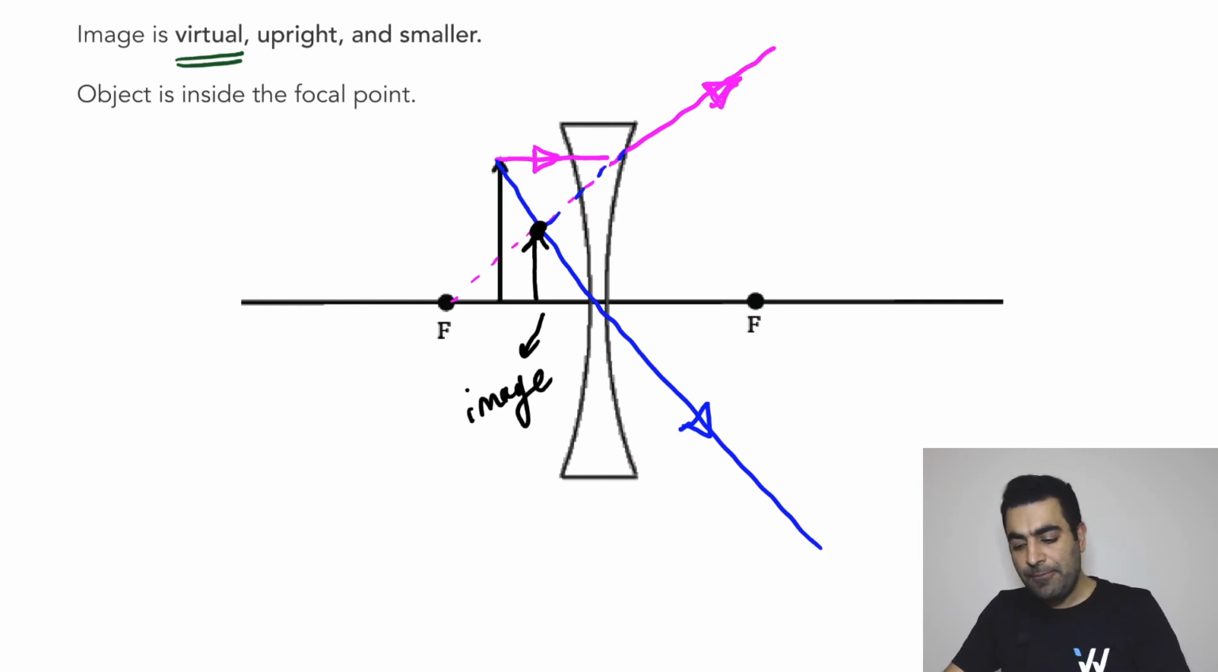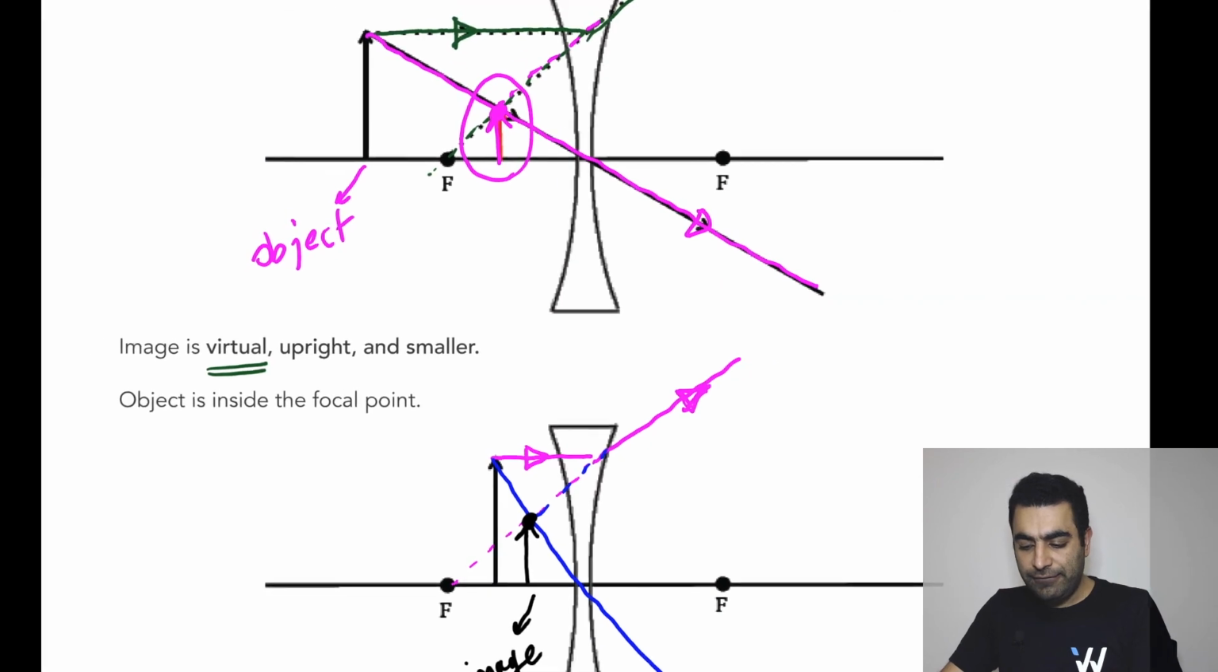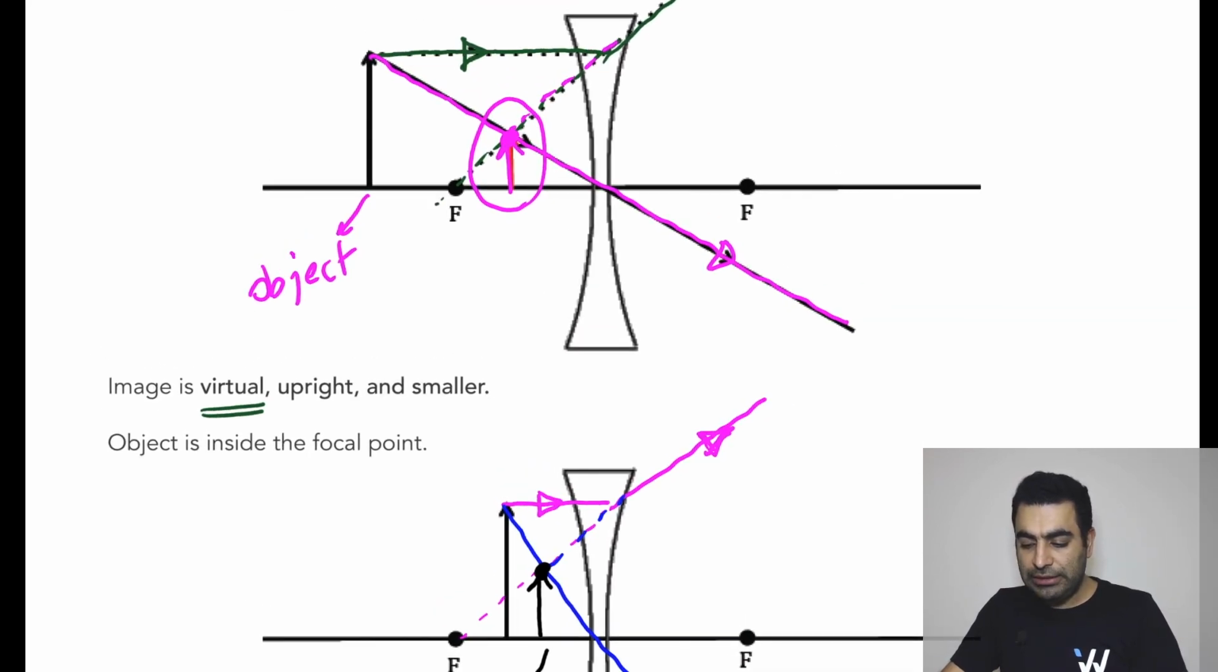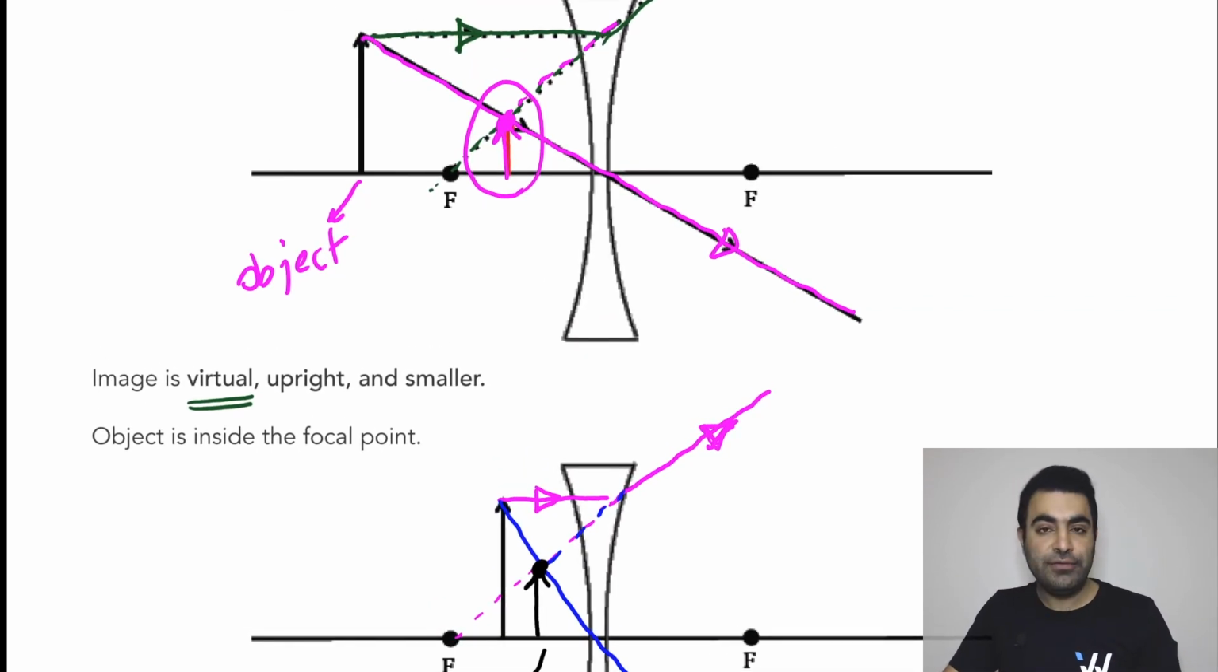So it means that for a concave lens like this, no matter where I put the object, we always get the image to be upright, virtual, and within the focal point. And it's also always smaller than the actual object.